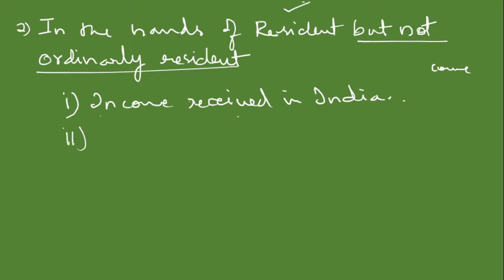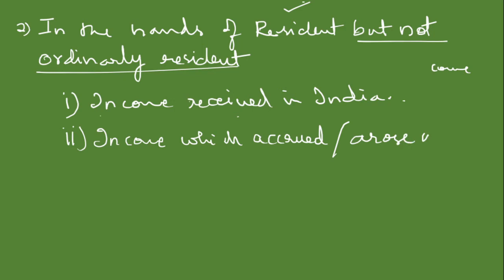The second one is income which accrued or arose in India.